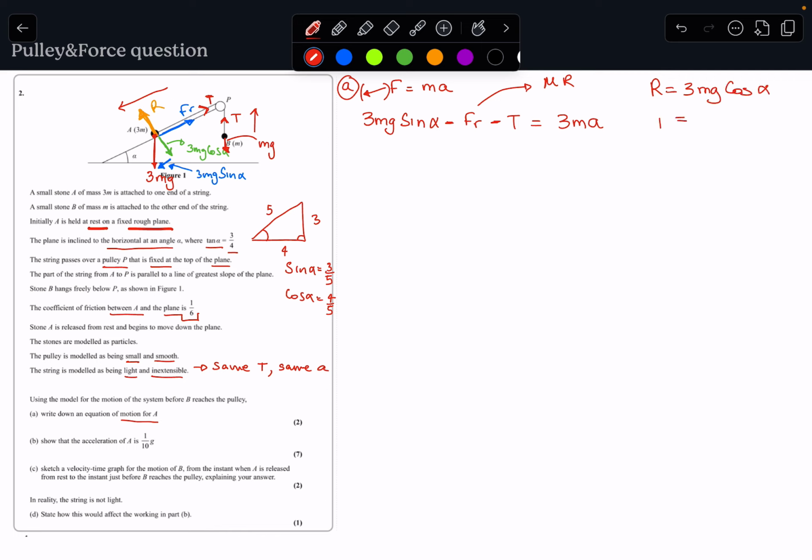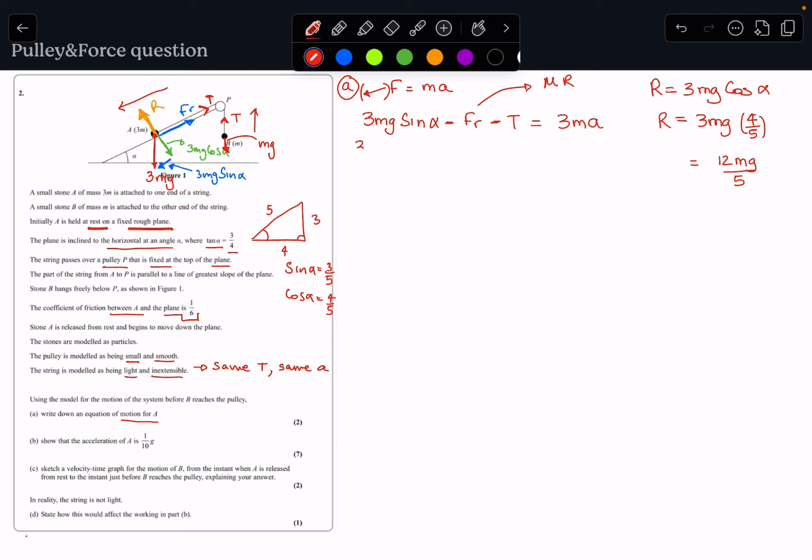We can simplify this down for my R being simply 3 mg. My cos alpha is 4 over 5. So I can rewrite as 4 over 5. And if I simplify this out, that gives me 12 mg over 5. So that's what I can replace my friction with. My tension at the moment, I'm not sure what that is, so I'm going to leave it as it is. 3 MA, again, I'm going to leave it as it is.